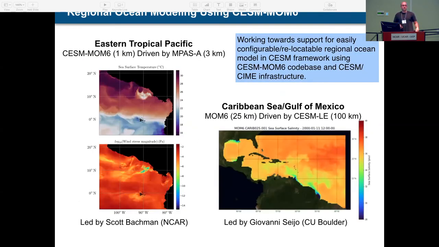We also have the option to perform regional simulations with MOM6. All of these use the same dynamical core, so you can do all of these types of simulations within the same CSM sandbox. We have two working regional configurations at the moment: the East Tropical Pacific one, led by Scott Bachman from NCAR, and the Caribbean Sea Gulf of Mexico configuration, which is led by a grad student from CU, Giovanni Seijo.